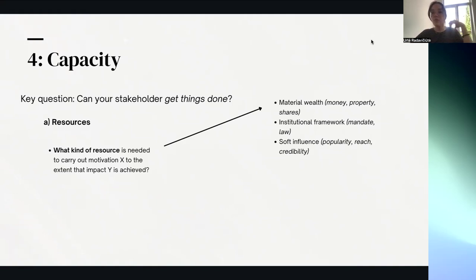So the general types of resources that you could be thinking about are: one, material wealth. So think money, property, shares in some sort of a company. Then two, institutional framework. Do you have the mandate to do something? Can you get the mandate to do something? Is what it is that you're doing actually legal? Can you be protected by someone if they end up attacking you, opposing you because of the decisions that you make? And then we have soft influence, which is more difficult to quantify and to be able to confidently say that you do have that.